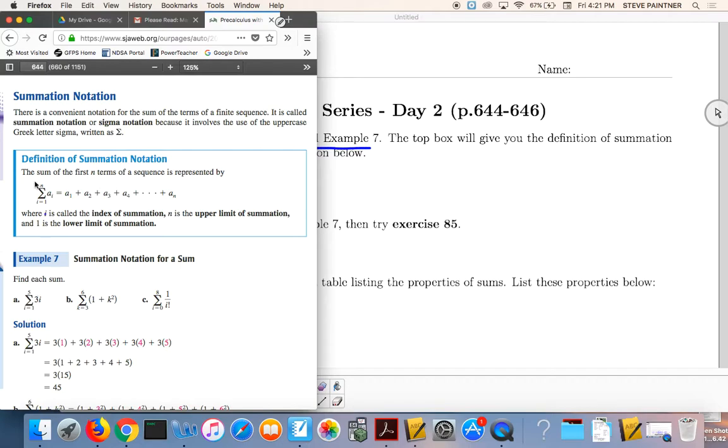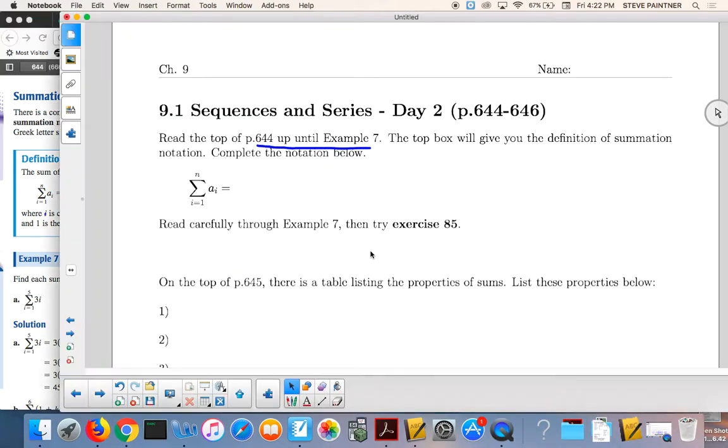The n on top tells you where you stop. So we can see that this is the finite sum from a sub 1 all the way up to a sub n. So the nth term is where we stop. And the a sub i out front just tells us what we're summing. We are summing the a sub i's from i equals 1 all the way up to n. So yeah, i is called the index of summation, n is the upper limit of summation, and 1 is the lower limit of summation. So let's just copy that into our book.